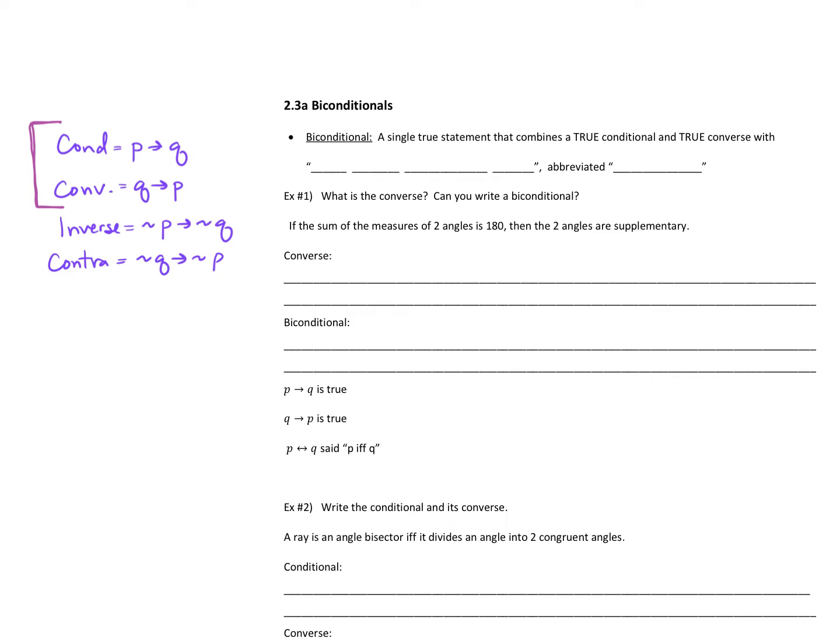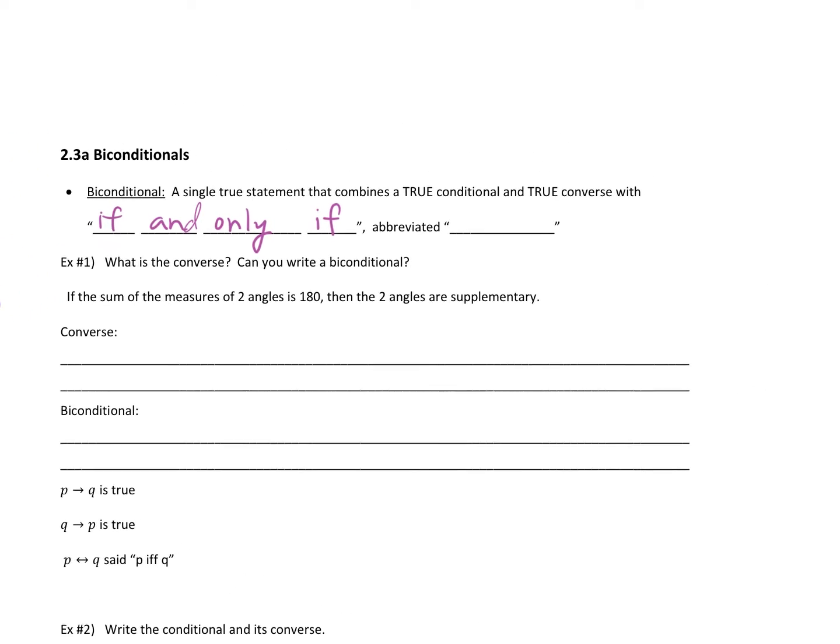If your conditional is true and your converse is true, rather than have 2 if-thens, you can take out the if-then and you put in "if and only if." Have you ever heard someone say that? You can do this if and only if you do this, right? The idea is it is something that is reversible.